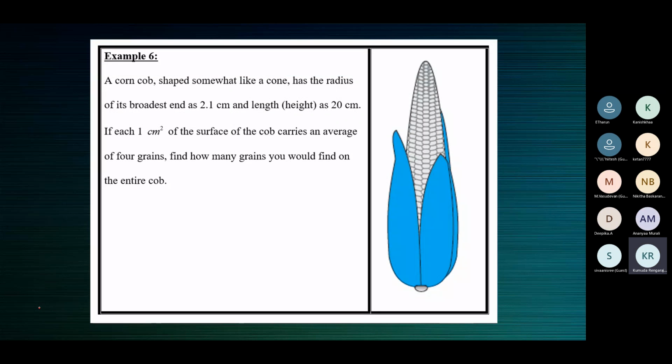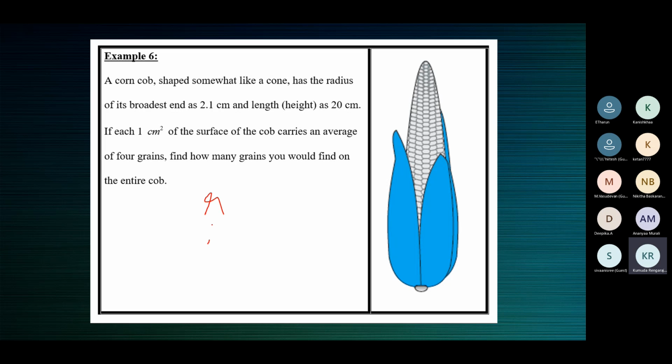To find the CSA, the formula is pi r L. We do not know L, because height is always the perpendicular height. The height of the cone is always the perpendicular height, not the slant height. So you should find L here using R and H.